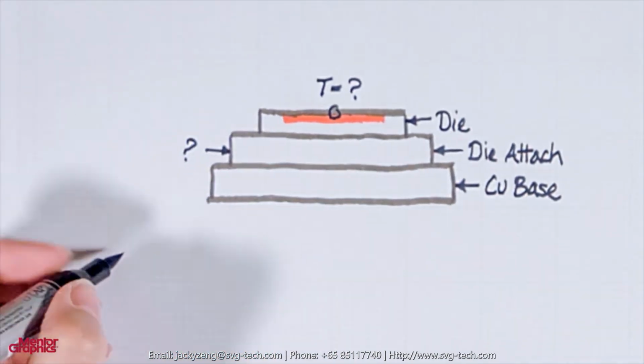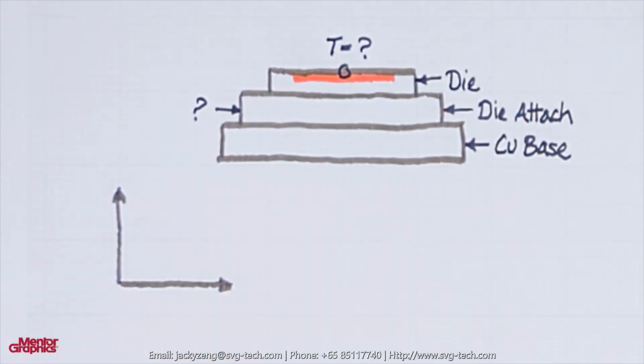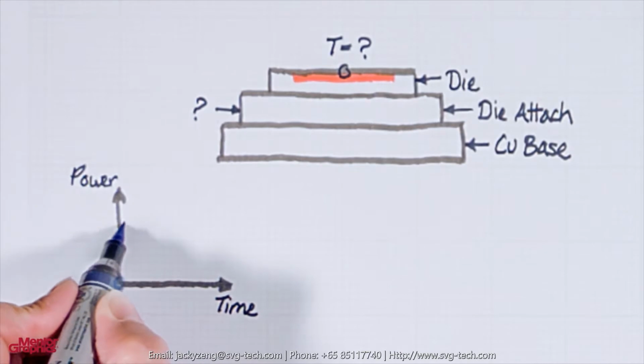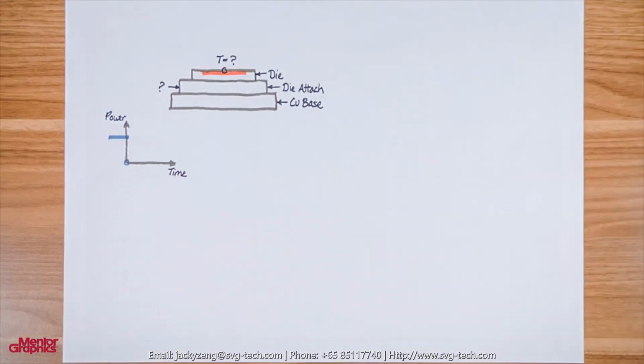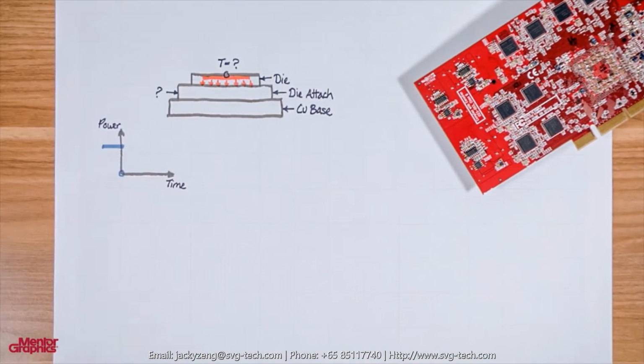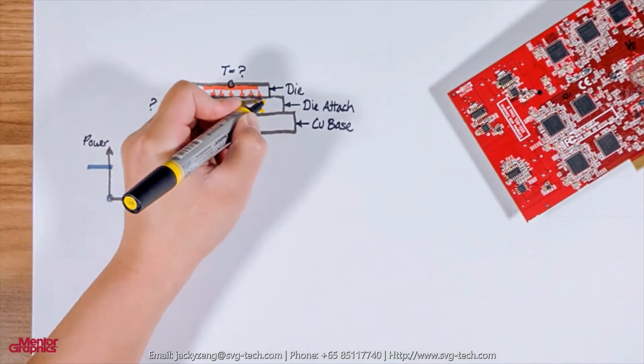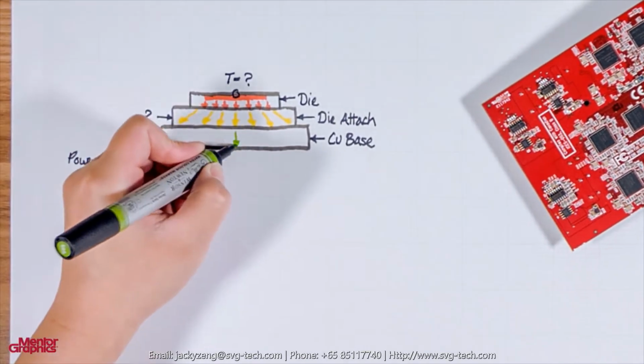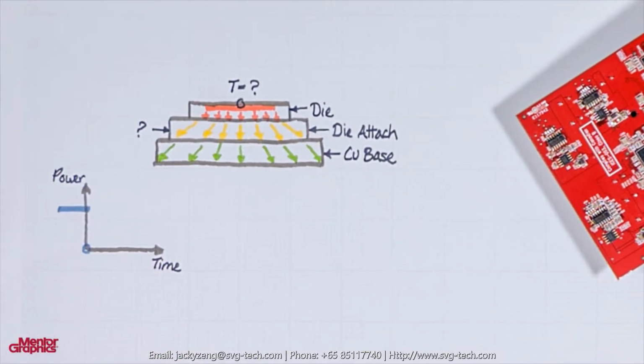Here is how. We heat up the component by applying constant power. Then we start the measurement here at 0. At this point, this area will get to a hot state and the heat will spread in circles. There are two ways to illustrate heat spreading. We can use heat flux vectors, which move from the heated area through the silicon, then to the die attach, and then they spread around into the base.